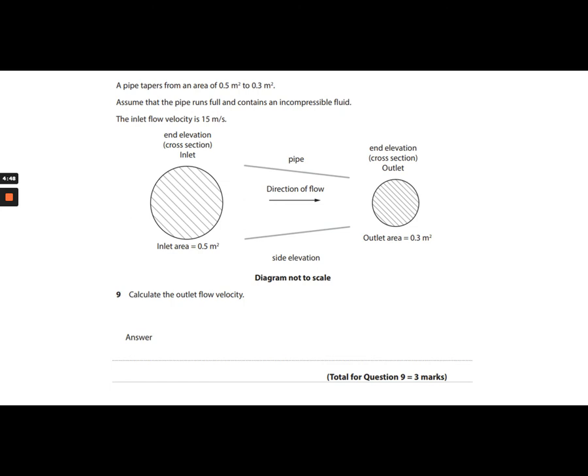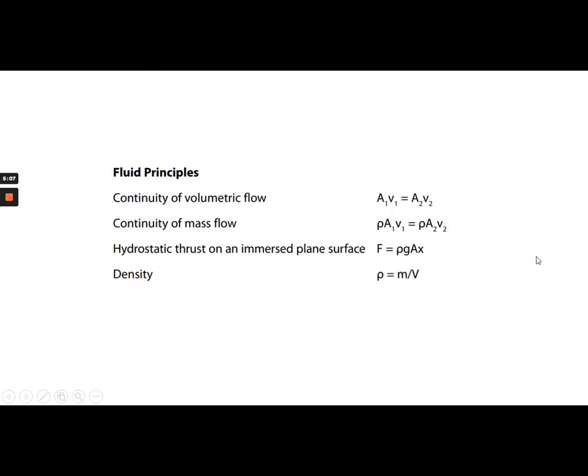Right, here's your fluids. So we have a tapering pipe. It doesn't show you the tapering pipe, it shows you the cross-sectional area at one section of the pipe, and then it gets thinner, and there's the cross-sectional area at the second section of the pipe, and it asks you to calculate the outlet flow velocity. So it's a tapering pipe, so hopefully you'd find fluid principles here, and then we've got this continuity of volumetric flow or continuity of mass flow.